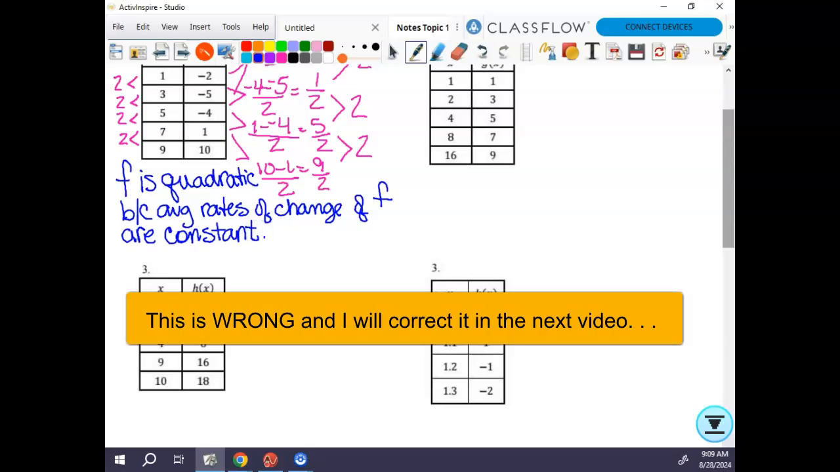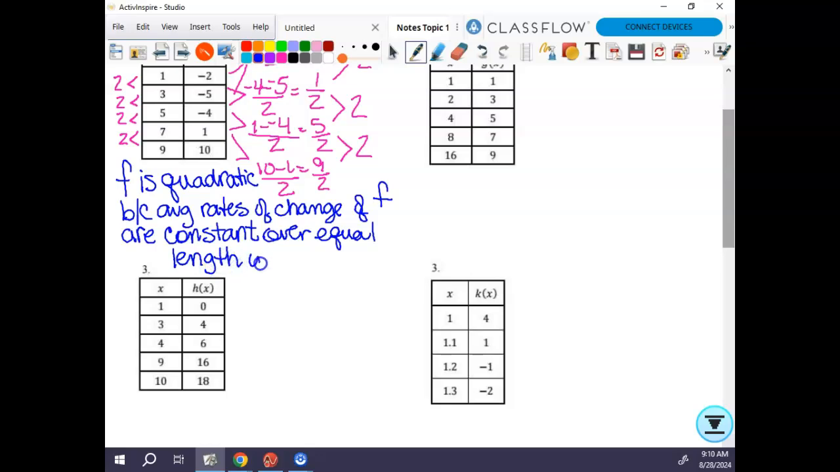Now, earlier on the notes, we kind of stopped here because I knew it was already a lot of words, and I had said the words rates of change so many times that your brain was spinning. But we actually need to add a little bit of something on here. f is quadratic because average rates of change of f are constant over equal length inputs.